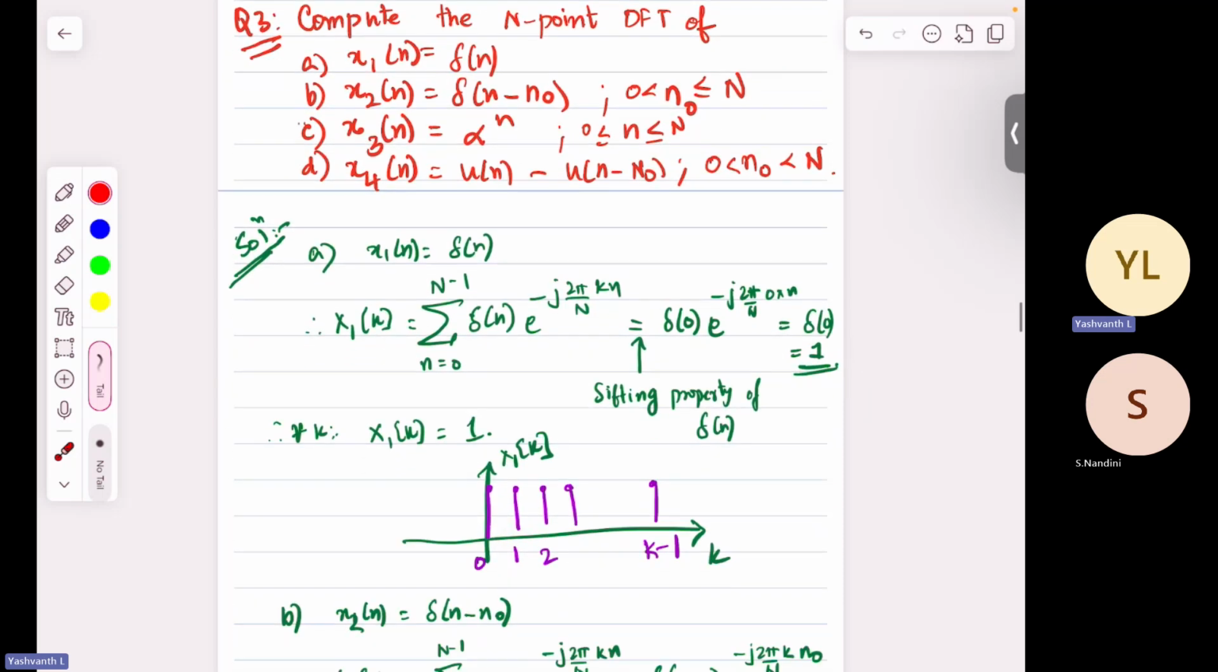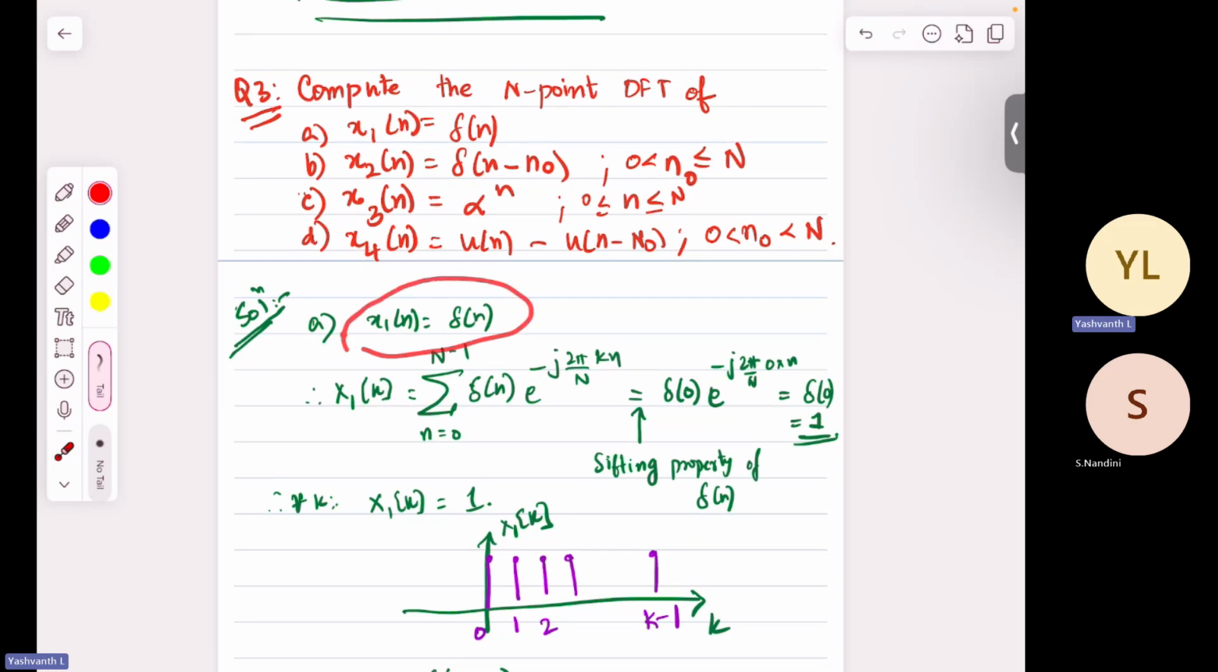Fine. So the first we'll do step by step. x1 of n is delta of n. So again, what is the DFT? Capital X1 of k is nothing but sum over n equal to 0 to capital N minus 1 delta of n into e power minus j 2 pi by capital N into kn. So this is basically your definition for DFT. Now this is an impulse function, so apply the shifting property of the impulse function. So this is nothing but delta of 0 into e power minus j 2 pi by capital N into 0 into k, because the summation is over n.